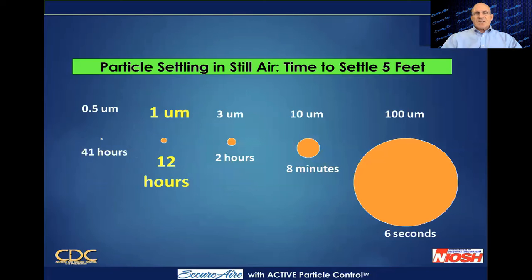This illustrates a 1 micron sized particle in a vacuum chamber, meaning there are no air currents to impact it. And it would take 12 hours for a 1 micron sized particle to settle to the ground just based on gravity pulling on it. It has so little mass, so little weight, that even gravity can't move it very easily.